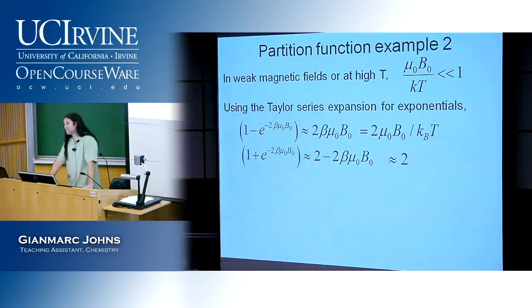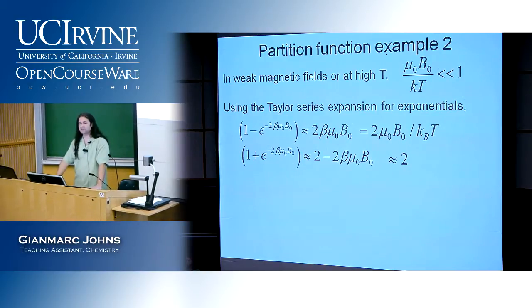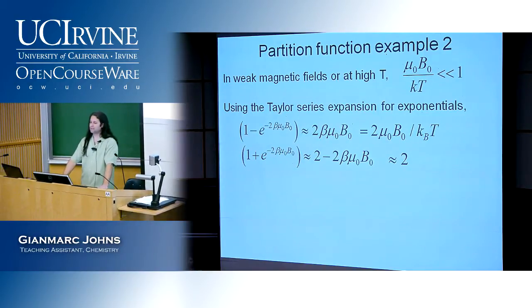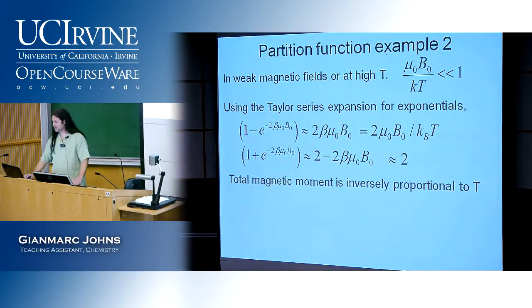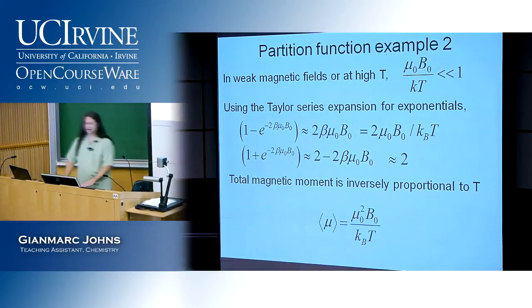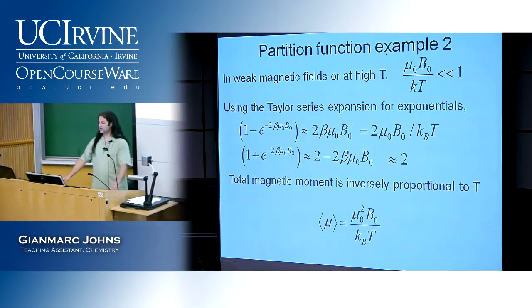So now we can make even one more approximation, because up top we said that our beta times mu naught b naught, remember beta is just 1 over kT, is really small. It's much, much less than 1. So if that's true, then we're subtracting a really tiny number from 2. We don't really care if it's 1.99999 something, or if it's 2, right? We're just going to say it's 2, because it's so close to 2. So we're going to approximate the denominator as just being 2. And then if you write that out with this fraction, this is what you get.